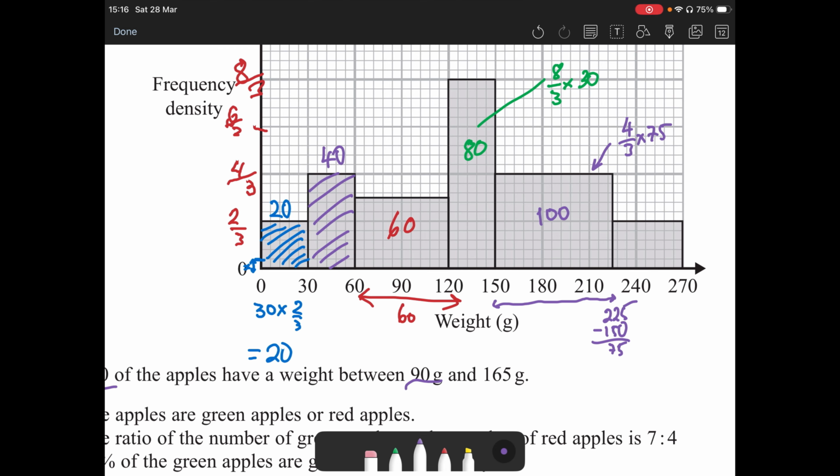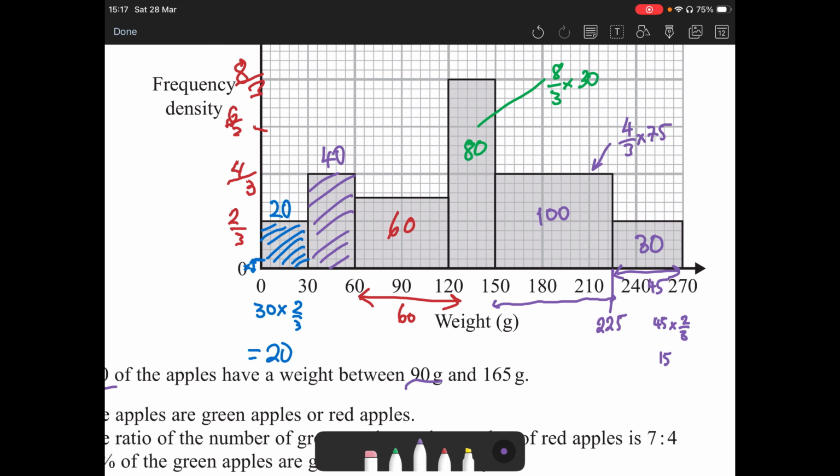Oh my god. And last but not least, the final rectangle. Remembering that this bit here on my x-axis is 225, that's going to be a width of 45, isn't it? Times 2/3. A third of 45 is 15, and 15 times 2 is 30.